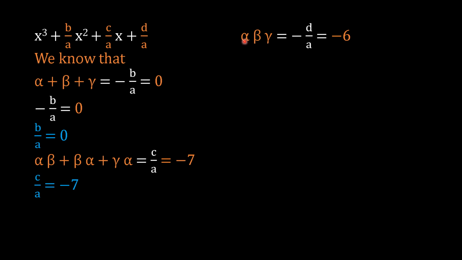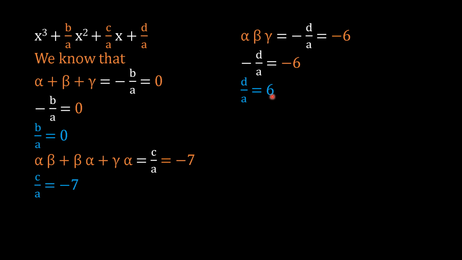Next, we also know that alpha beta gamma equals minus d upon a, which is given in this problem to be minus 6. So, we write minus d upon a equals minus 6. That is, d upon a equals 6.